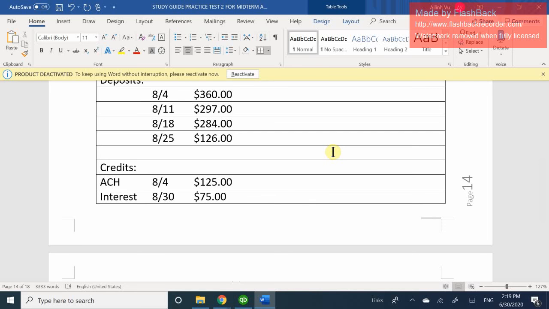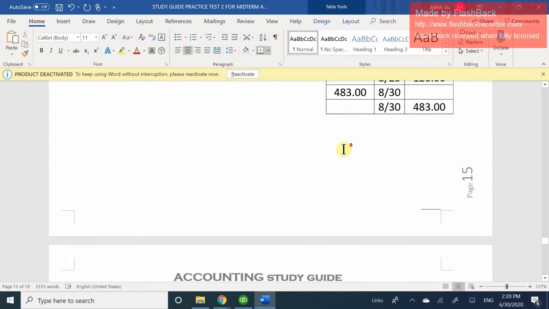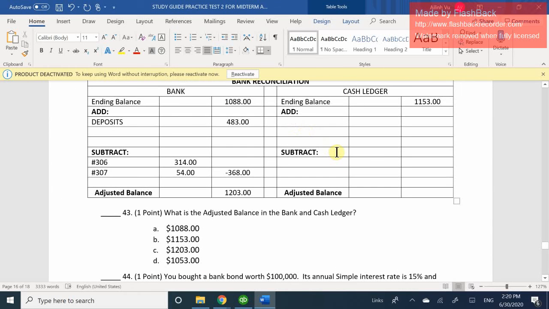NSF and your service charges are your fees. So if you're on the cash side, you're doing your opposites. You add them down below, yes, together, but you subtract them from the total amount. So here we have ACH for 125 and we have interest for 75. So we got a total of how much are we going to add together? 200.